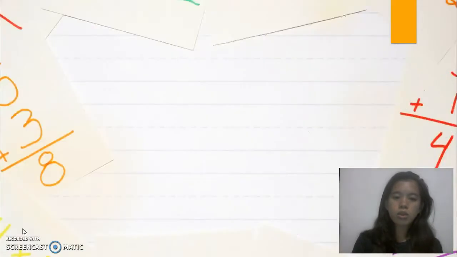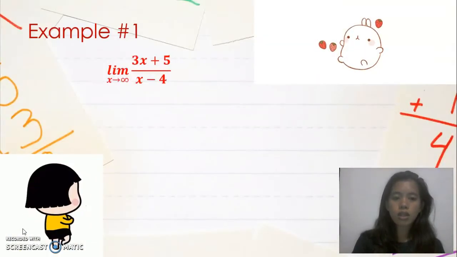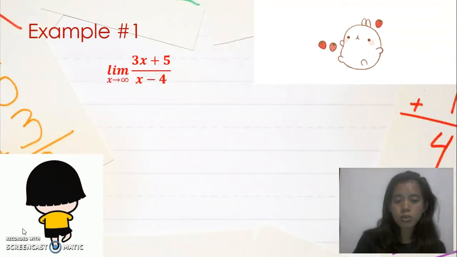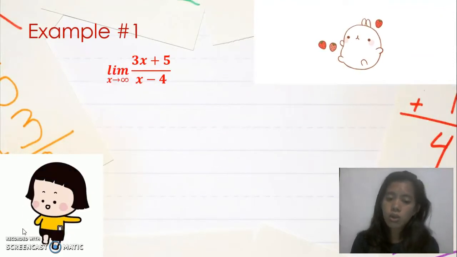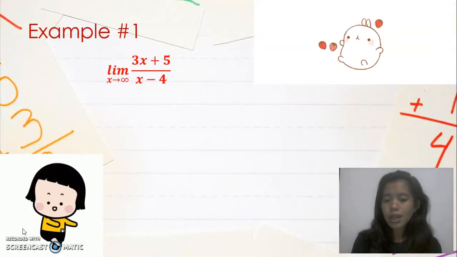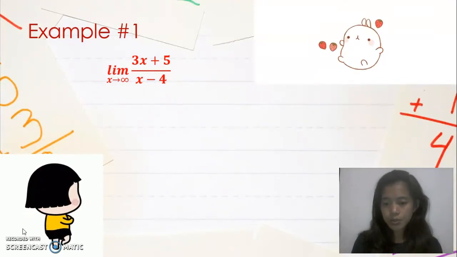So example number 1, the given is the limit of 3x plus 5 over x minus 4, as x approaches infinity. So notice that as x gets large, the top gets large and the bottom gets large. So we can't immediately tell what the behavior of the function is as x gets large.